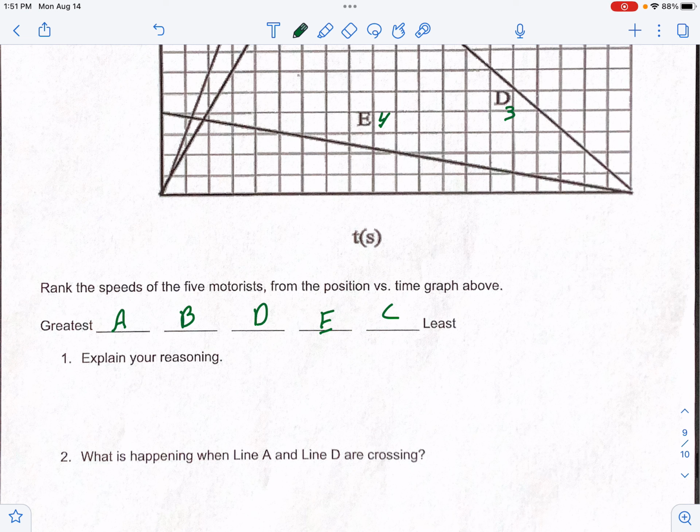Explain your reasoning. What we're doing is you're looking for slope. Okay, that's how we're reasoning that, and you're ranking it from steep to flat.